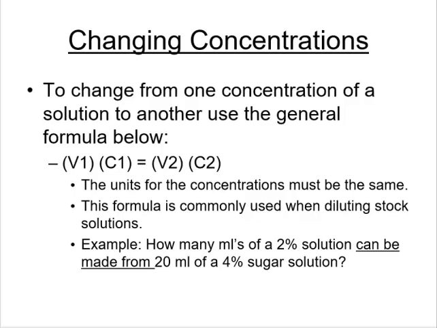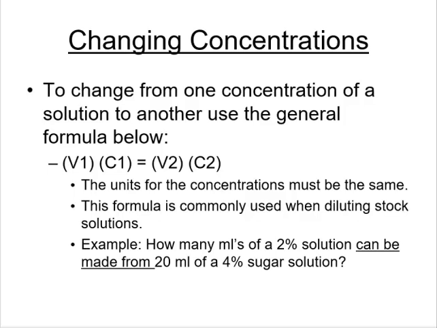If you've had laboratory calculations already, this formula should be familiar to you. This is to change from one concentration of a solution to another. You're going to use the formula V1 times C1 equals V2 times C2. The units for the concentrations must be the same. The formula is commonly used when diluting stock solutions.